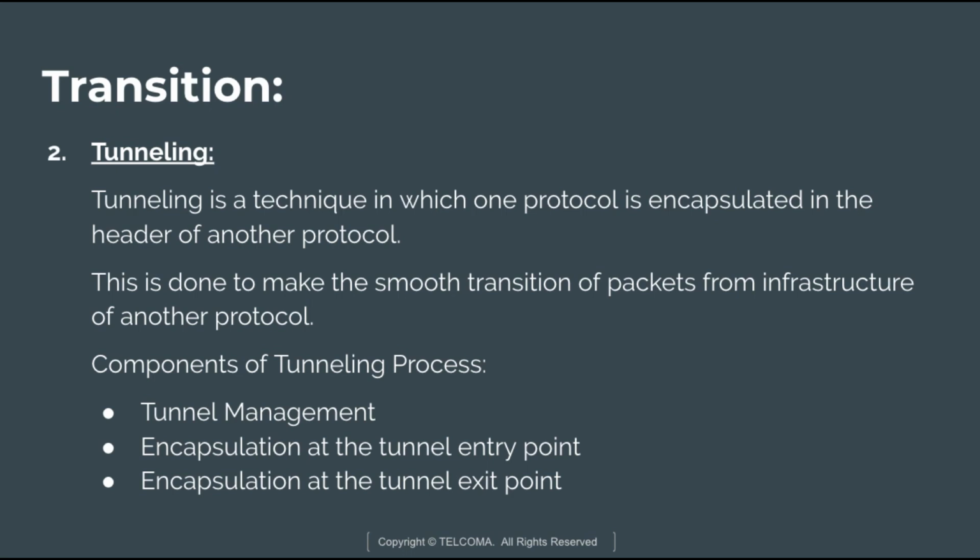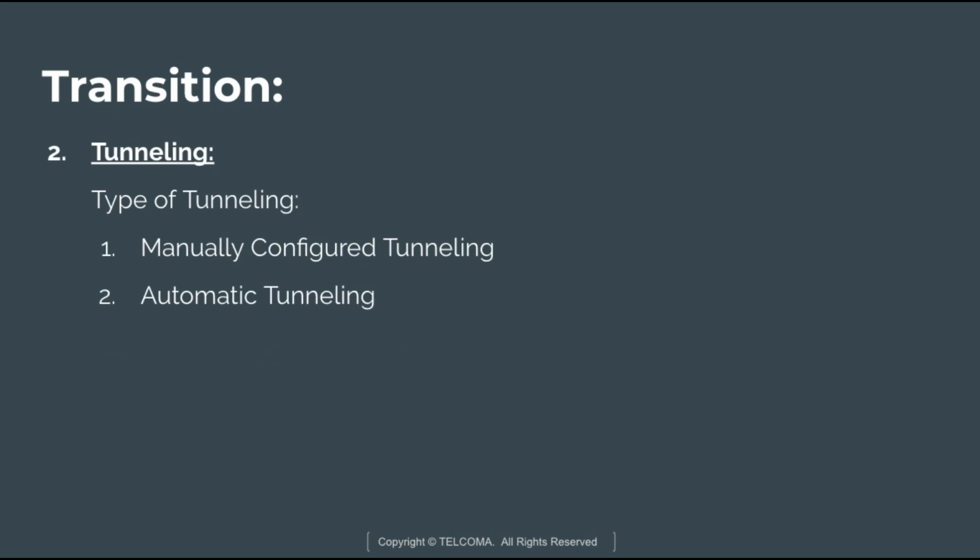The components of the tunneling process are tunnel management, encapsulation at the tunnel entry point, and decapsulation at the tunnel exit point. The types of tunneling are manually configured tunneling and automated tunneling. In manually configured tunneling, IPv6 packets are encapsulated in IPv4 packets, and this is done to carry IPv6 packets over the IPv4 routing infrastructure. These are point-to-point tunnels that need to be configured manually.